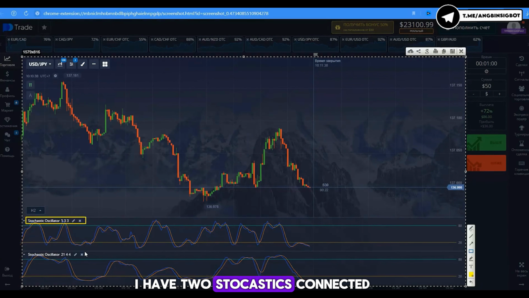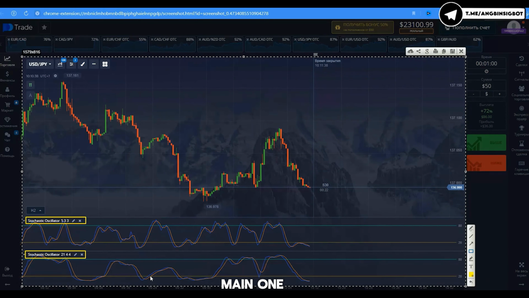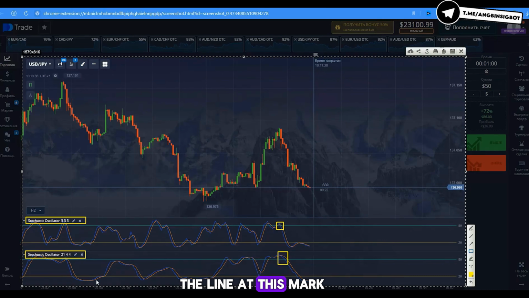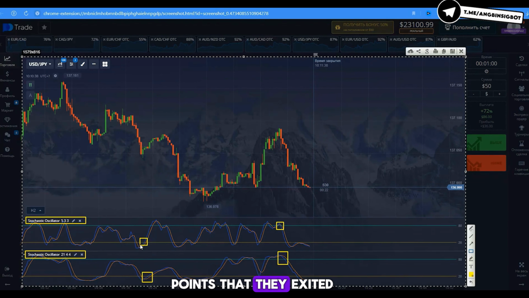I have two stochastics connected. You can see all the values in these places. The first is the main one, fast, and the lower one is slow and additional, serving to filter out false spikes and noise. To enter a trade on the decline, both stochastics must exit the 80 zone, meaning they must cross the line at this mark. The same applies for an upward movement. Both stochastics must cross from below the 20 zone. It is at these points that they exited the zone and the price began to rise.